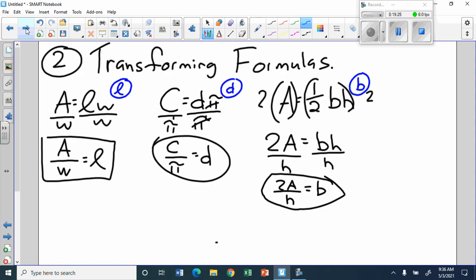When I look at this one right here, again, W cannot be equal to 0. We know pi is not equal to 0. H cannot be equal to 0. Because anytime those are equal to 0, we get something that's not true because you can't divide by 0.